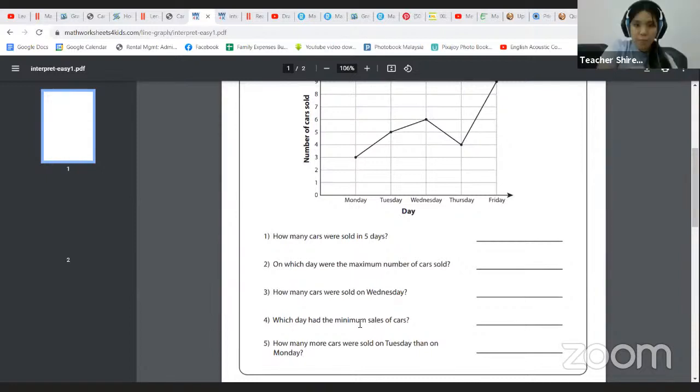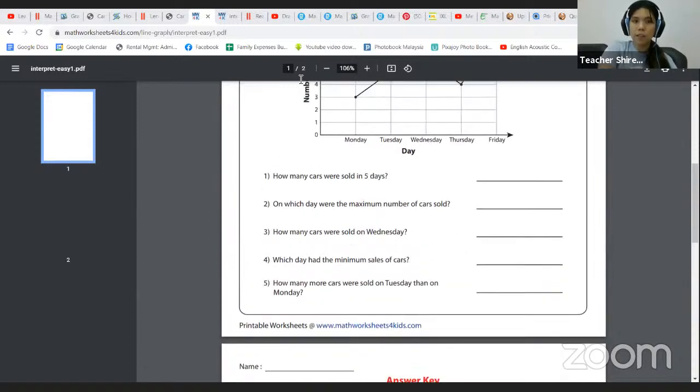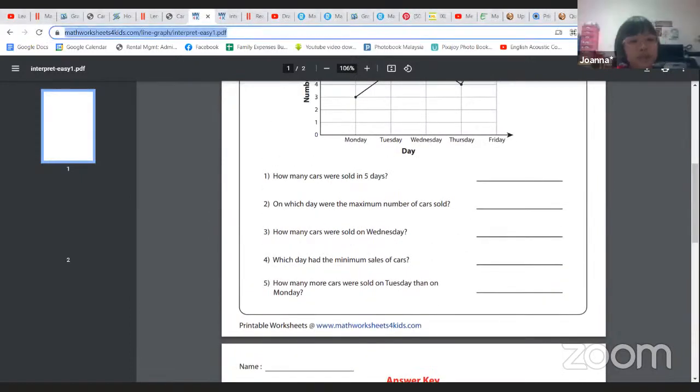Which day had the minimum car sales? Minimum is lowest. Is it Thursday or Monday? Which one is lower? Monday. Good. How many more cars sold on Tuesday than Monday? More. So what should you do? Minus. 5 minus 3, you get 2. Simple? Yes.